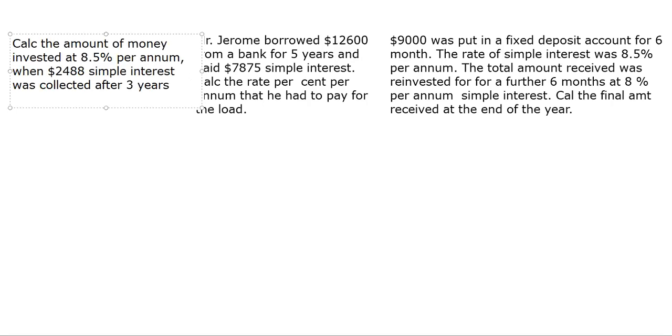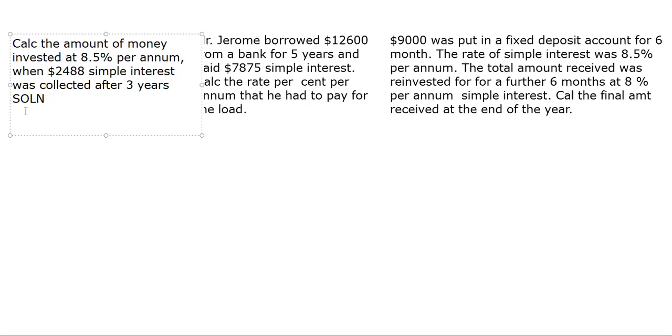Calculate the sum of money invested at 8.5% per annum when $2,488 in simple interest was collected after 3 years. So calculate the amount of money invested. So the amount of money invested means your principal.